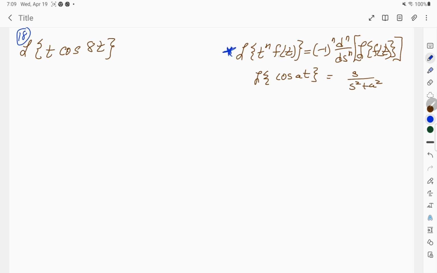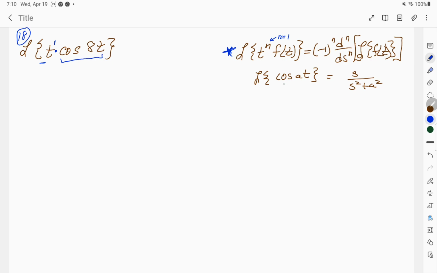the Laplace of t to the n times f of t is negative 1 to the n times the nth derivative with respect to s of the Laplace of f of t. And I have that because I have this t multiplied by cosine of 8t. Notice that's t to the first. So for our formula, n is going to be 1. And then our f of t is going to be this cosine of 8t.